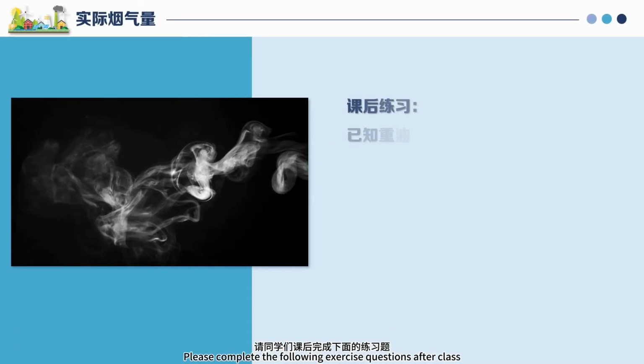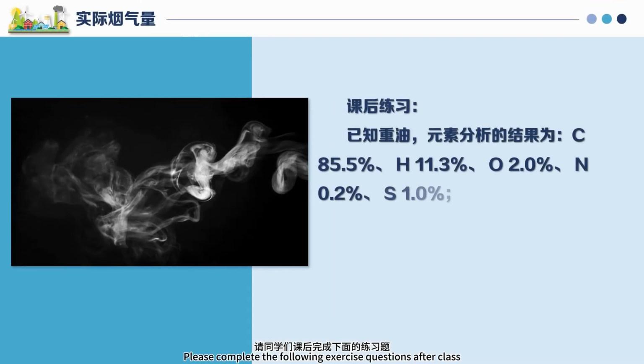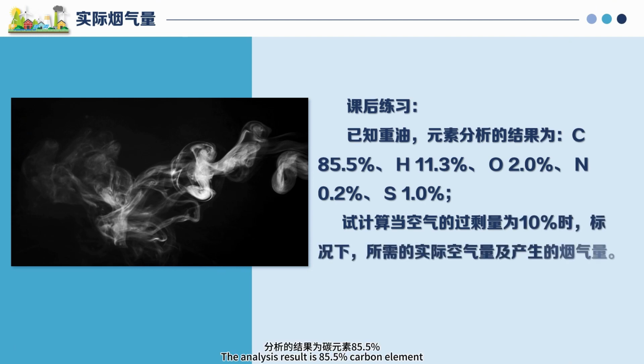Please complete the following exercise after class. The elemental analysis result of a heavy oil is known to be 85.5% carbon, 11.3% hydrogen, 2% oxygen, 0.2% nitrogen, and 1% sulfur. Calculate, when the excess air coefficient is 1.1, the actual amount of air required under standard conditions, and the amount of smoke generated.